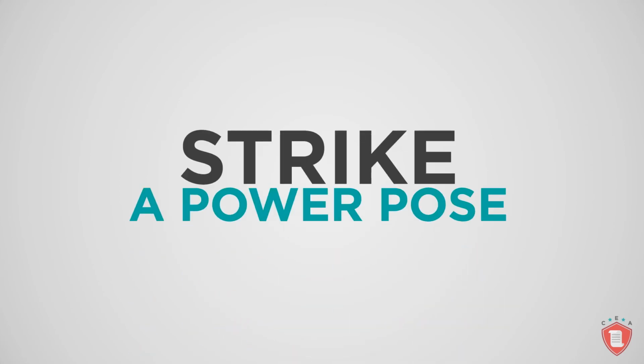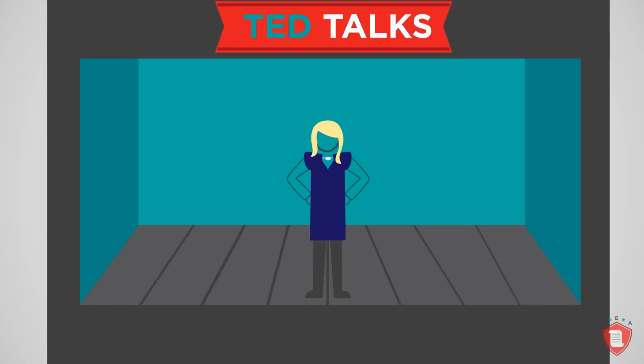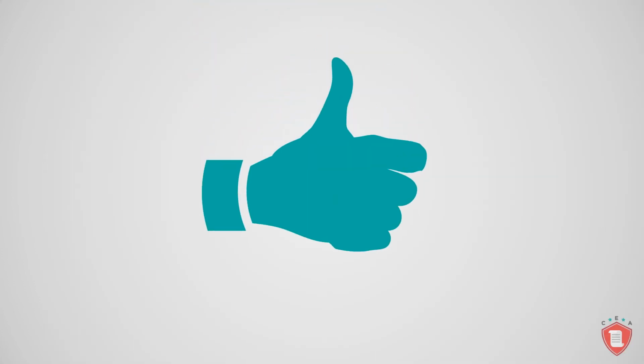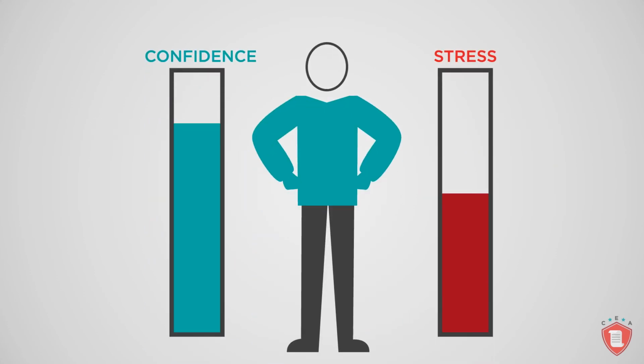Strike a power pose. According to Harvard social psychologist and famous TED talker Amy Cuddy, the way you carry yourself can have a powerful effect on your attitude. And, as we all know, bringing a can-do attitude with you into the college essay process is absolutely essential. Striking a high power pose for just 2 minutes can have an impact on the way you feel about yourself and your abilities, imbuing you with confidence and decreasing your cortisol levels.